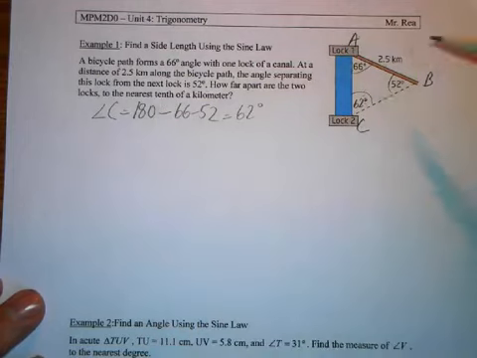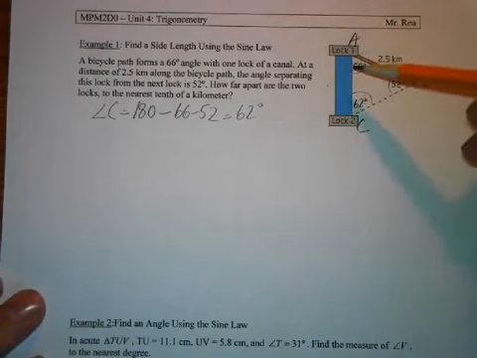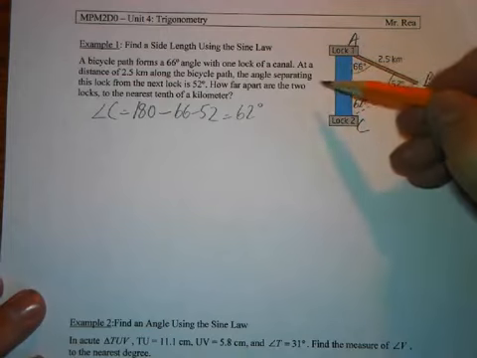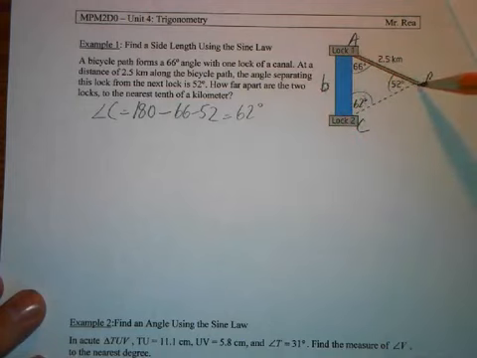Okay, so the question is, how far apart are the two locks to the nearest tenth of a kilometer? Okay, so where is that? The two locks are along here. So I'm looking for this. Now I could call that x, but I'm going to stick with the naming convention. So that would actually be little b, side b across from angle B.